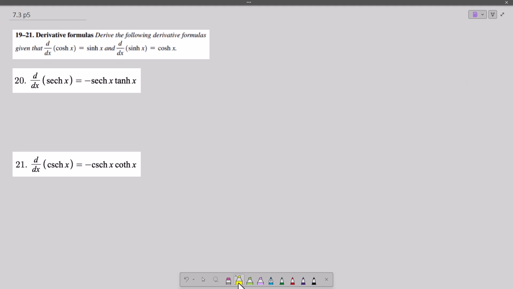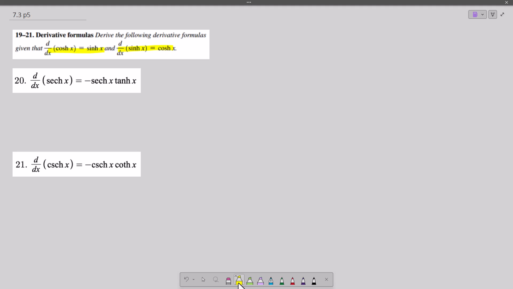Just like in Calc 1, you developed the derivatives of the functions other than sine and cosine by first knowing the derivatives of sine and cosine. This is similar. If we know that the derivatives of sinh and cosh are each other, we can use those to build all the other derivatives.